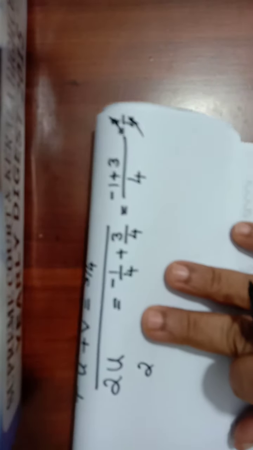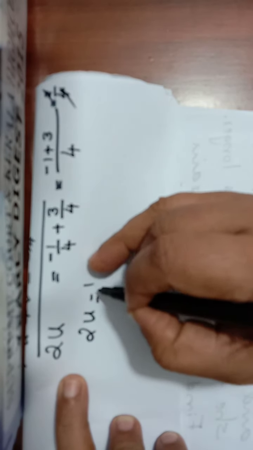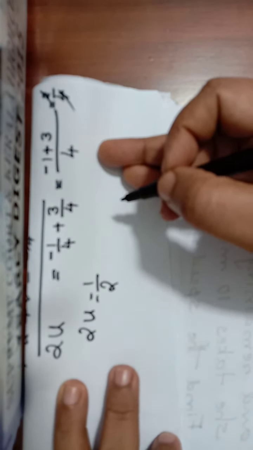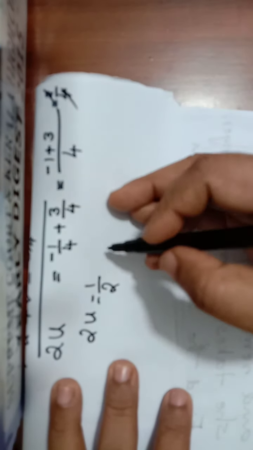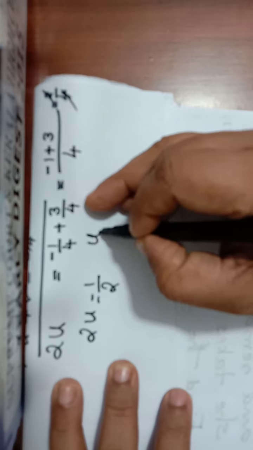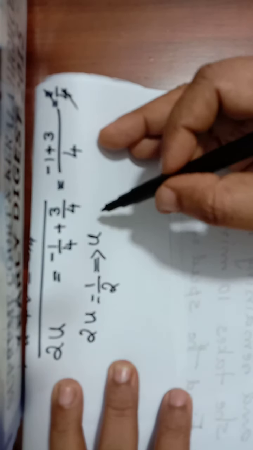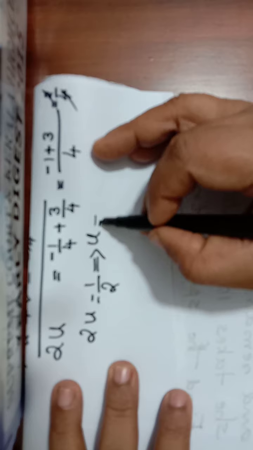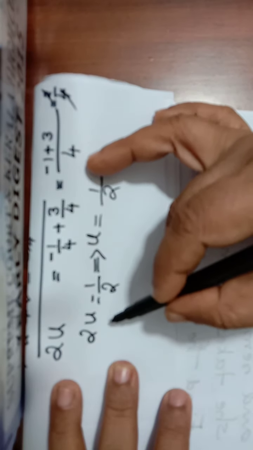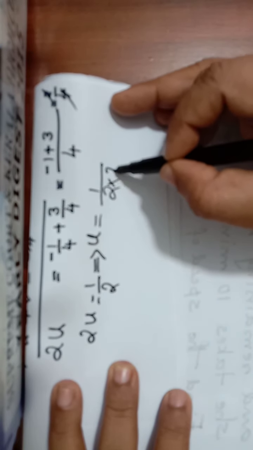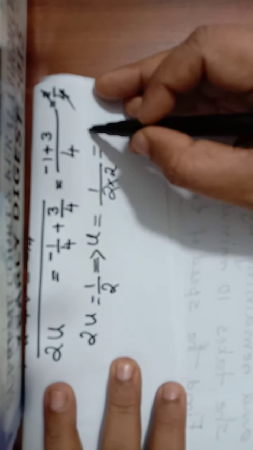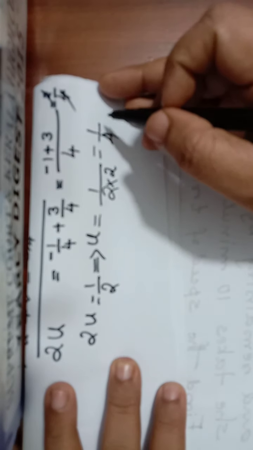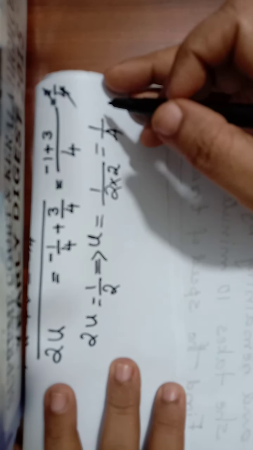So 2u is equal to 1 by 2. 2 and 4 get cancelled, giving 1 by 2. So what is u equal to? This implies u is equal to, already half is here, and the 2 becomes divided by 2 on the other side. So u is equal to 1 by 4.